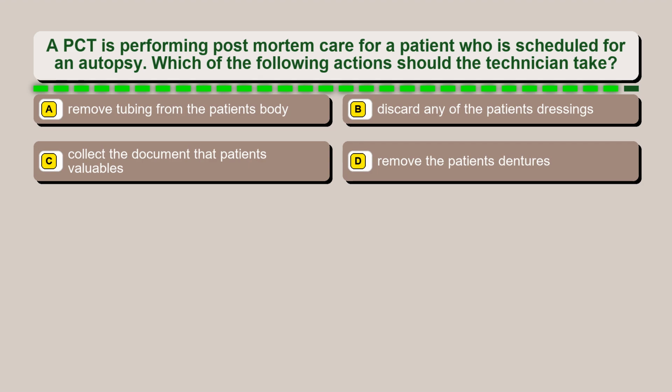Question 39. A PCT is performing post-mortem care for a patient who is scheduled for an autopsy. Which of the following actions should the technician take? Option A, remove tubing from the patient's body. Option B, discard any of the patient's dressings. Option C, collect the document that patient's valuables. Option D, remove the patient's dentures.